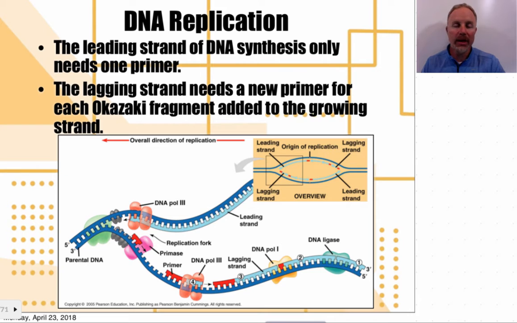With the leading strand, you only need one primer. It's synthesized continuously. With a lagging strand, you need multiple primers because you're synthesizing it discontinuously, giving rise to a bunch of what are known as Okazaki fragments. This is named after the Japanese researcher who discovered this process and laid out the details for it.